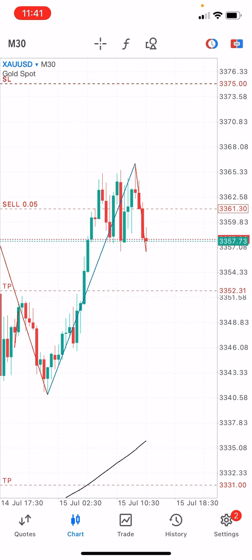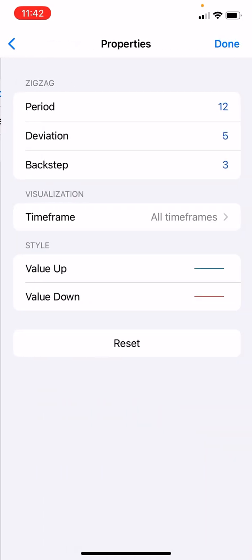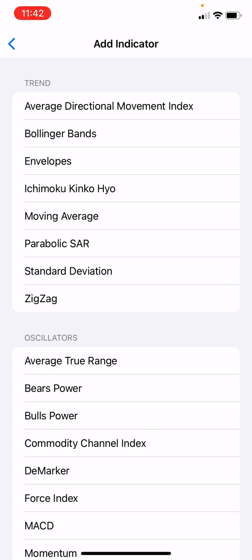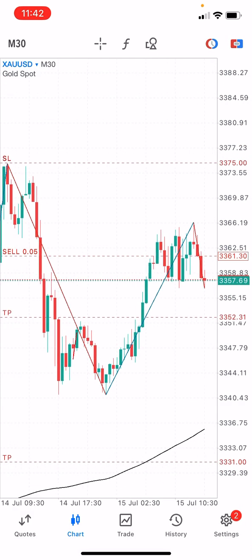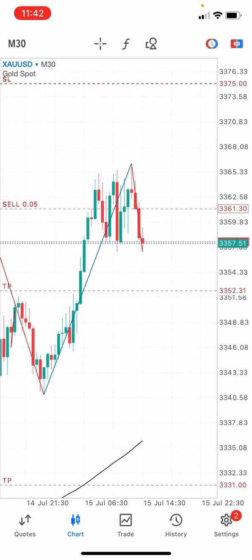So if you want to learn this strategy, it is very simple. You just have to go to your indicator button, which is the F icon in MetaTrader, and click on it. Then click on zigzag, or to locate it for new people, click on main window and then click on zigzag. When you click on it, set the period to 12, deviation to 5, and backstep to 3. Apply it to all time frames, with level up blue and level down red. Then click on done, and you will see this line on your chart. Now you can see we are moving into massive profit right here. It's very simple to go with, without any stress.